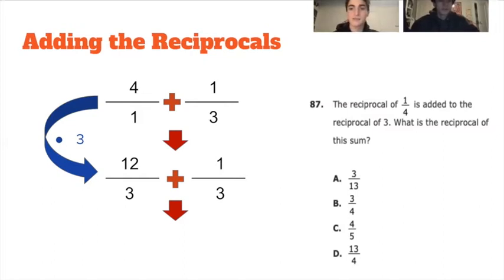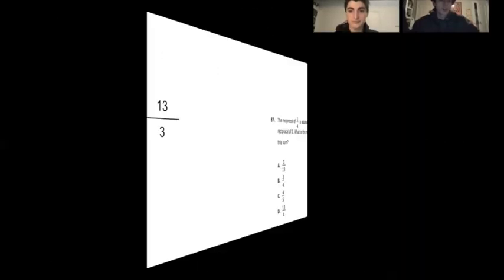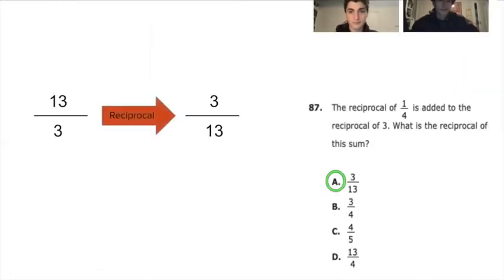Now our sum reads 12 over 3 plus 1/3. This equals 13 over 3. Remember, we still have to find the reciprocal of this fraction. We can do this by flipping our fraction, giving us 3 over 13. Our answer is choice A.